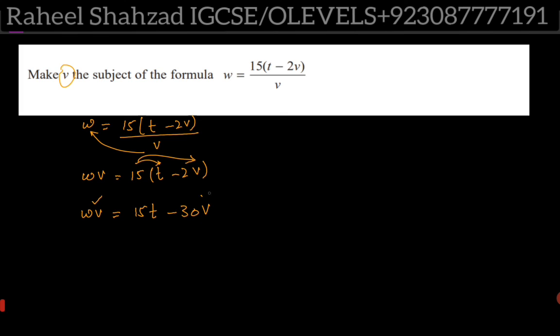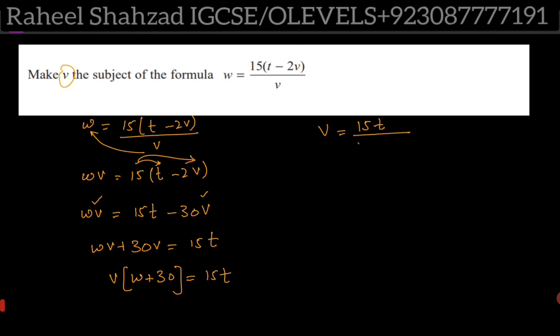We need to make v the subject, so you search in which terms v is coming. You rearrange it and take those on one side. So it's wv plus 30v is equal to 15t. We take v common, it's v times w plus 30 is equal to 15t, and now v is equal to 15t divided by w plus 30. So that's how we make v the subject of the formula in this scenario.